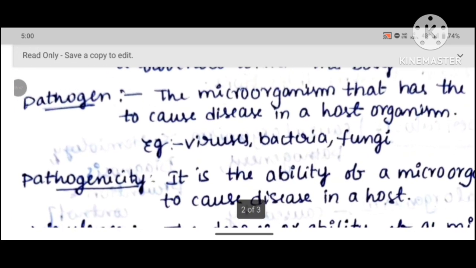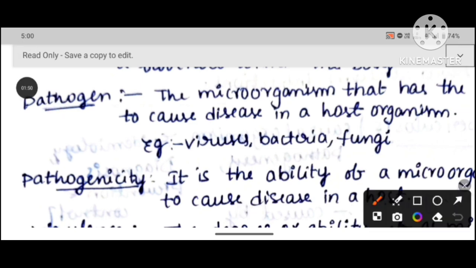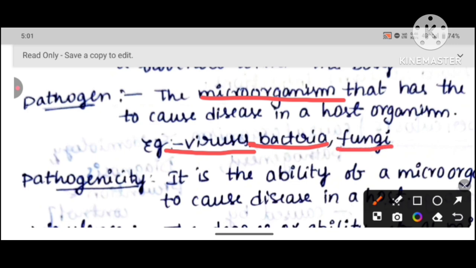Next, pathogen. Microorganisms that have the ability to cause disease in a host organism are known as pathogens. Some microorganisms are friendly to the host body and some may cause diseases. So those microorganisms which have the ability to cause disease in the host organism are known as pathogens. These pathogens may be viruses, bacteria and fungi.